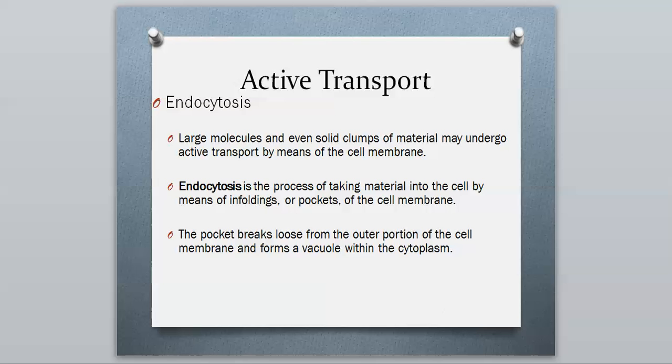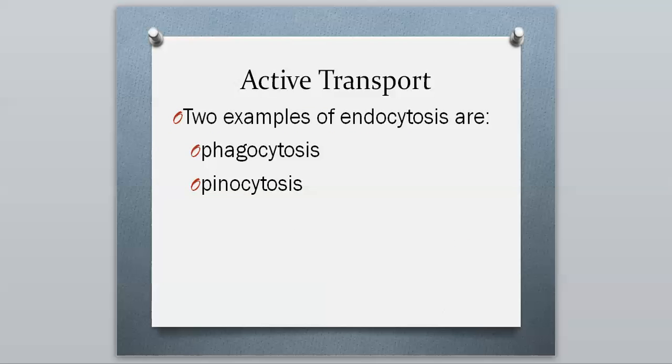Endo means inside, they both kind of sound similar there. There are a whole bunch of different methods for taking things in. We'll talk about those more specifically, but the main thing we need to know is that it's going to bring things inside the cell. So just know the first type of active transport is endocytosis. And we have two types: phagocytosis and pinocytosis.